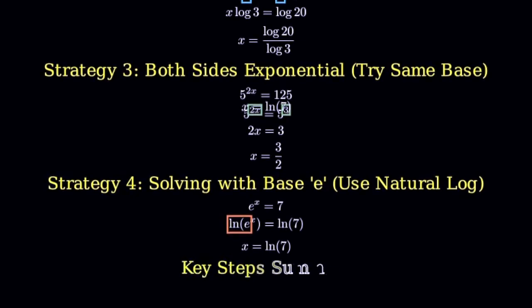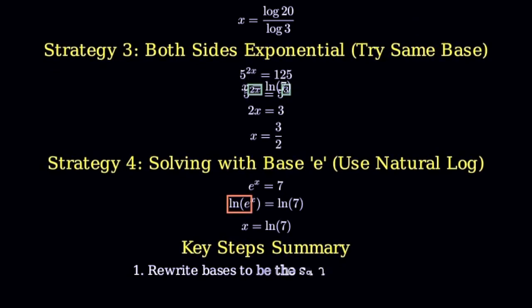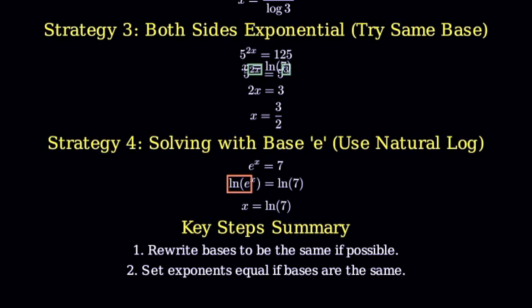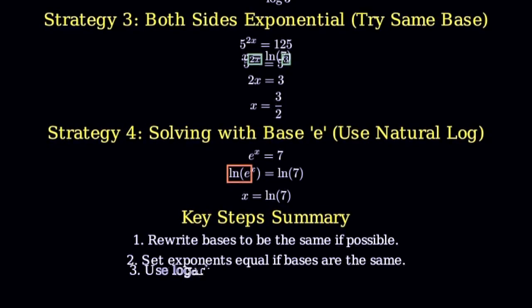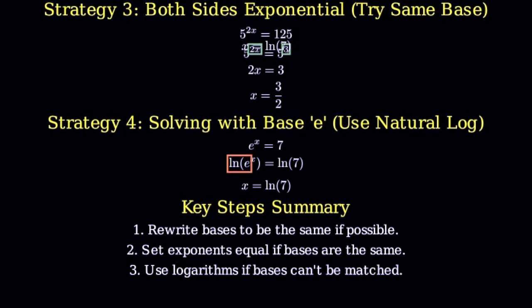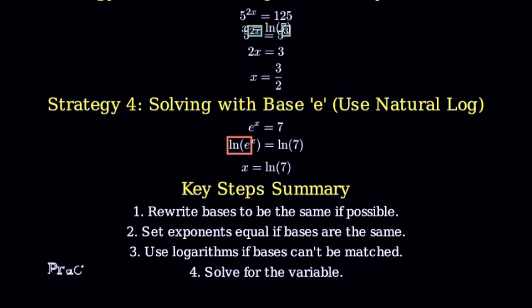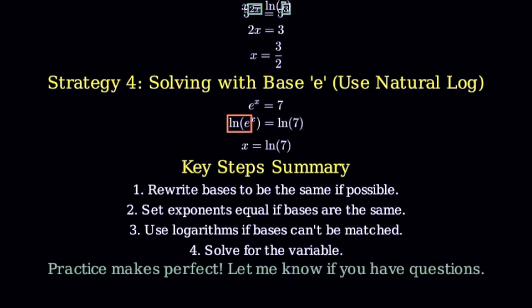Let's quickly summarize the key steps for solving exponential equations. First, try to rewrite the equation so both sides have the same base. If you can get the same base, set the exponents equal to each other. If you cannot get the same base, use logarithms, log base 10 or natural log ln, on both sides. Finally, solve the resulting equation for the variable. That's the basics of solving exponential equations.